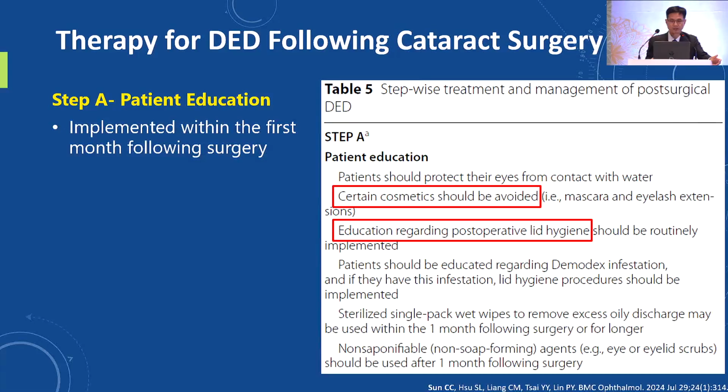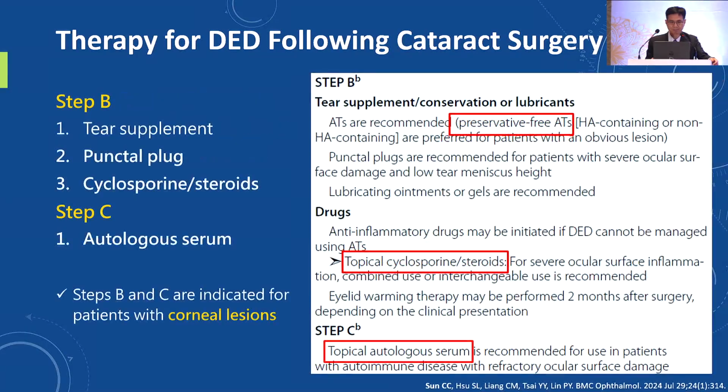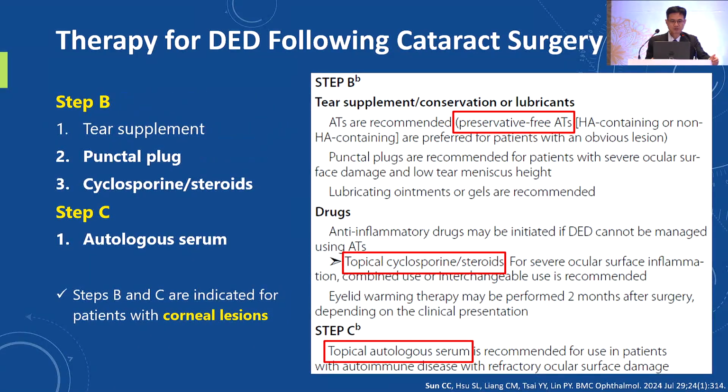First step, inform the patient. Some patients are afraid of eyelid hygiene, so it's very important to use wipes to clean up the excessive oil to avoid contamination of the eyelid or infectious keratitis. Step B or C is indicated for patients with corneal lesions. In these patients, preservative-free artificial tears, punctal plug, cyclosporine or steroid should be used. For more advanced disease, we should use autologous serum.